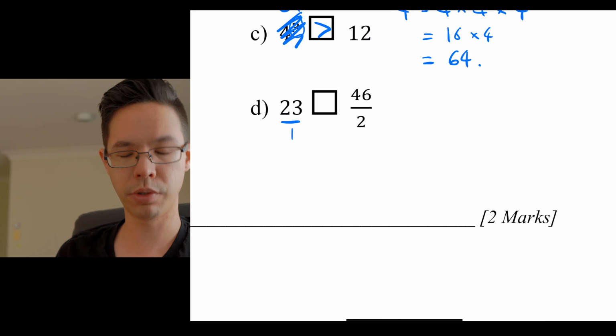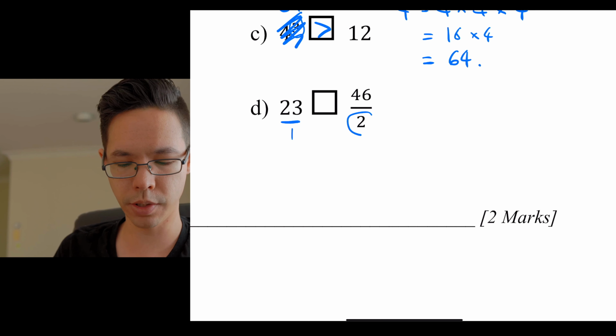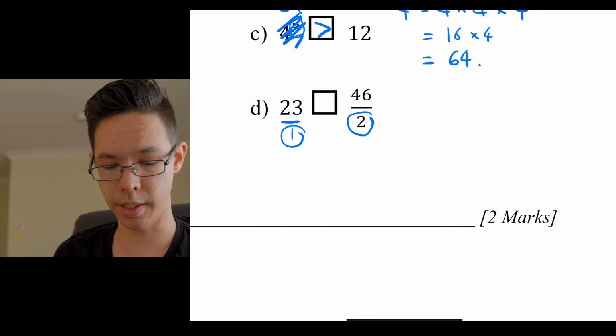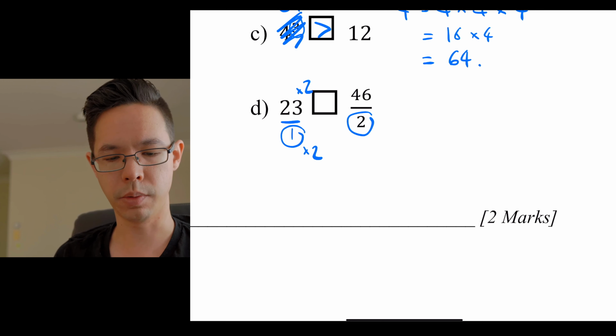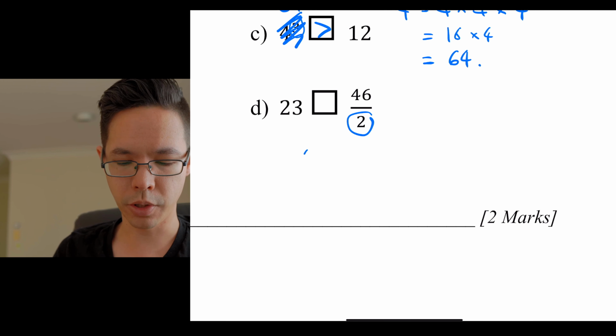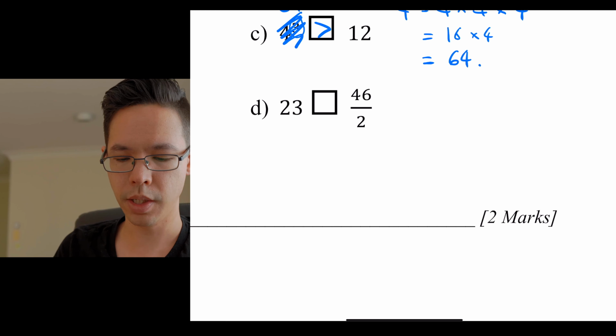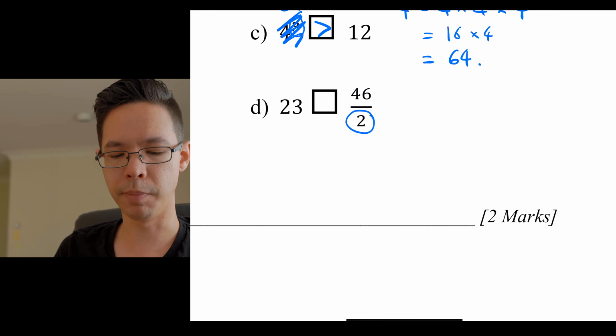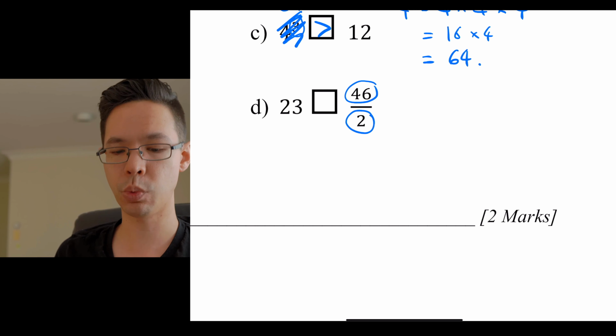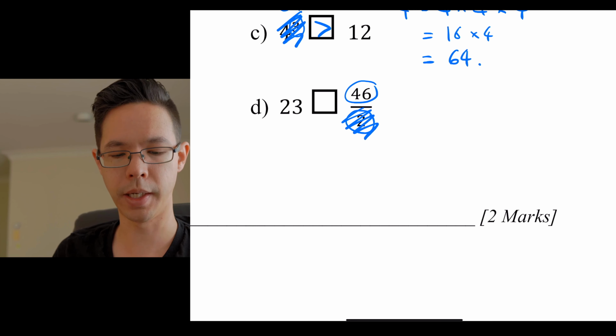We can turn this into a fraction as well, and then maybe we need to make the denominators the same. So I could multiply this up, and therefore I could see which one is the bigger one. Another approach here that I think makes more sense is to simplify this one, because I can see that I can divide both of them by 2, which would make this whole denominator piece disappear.